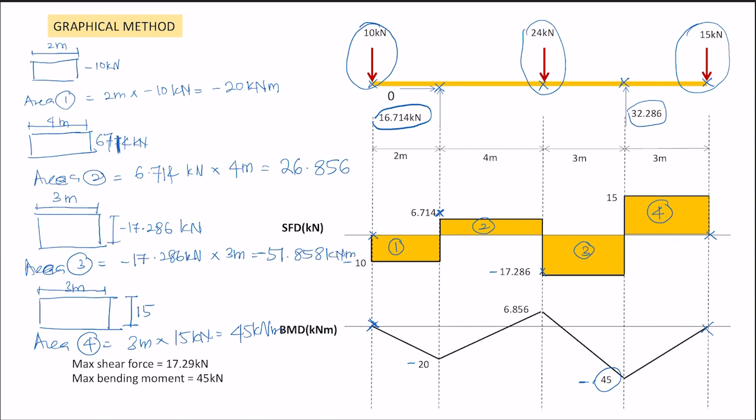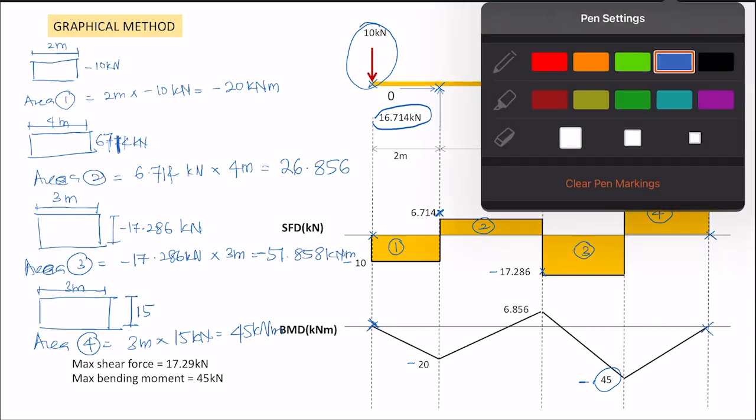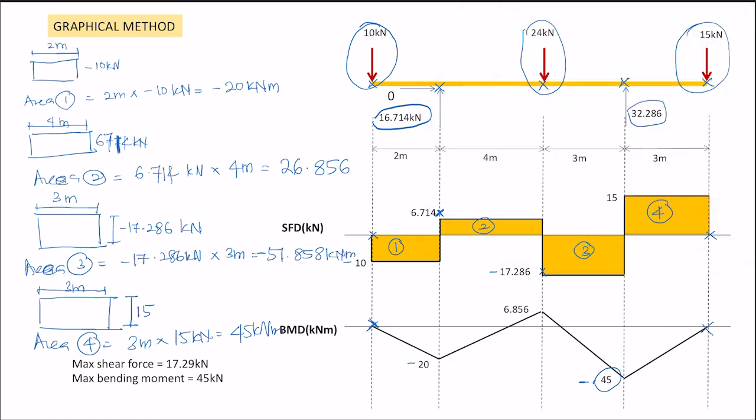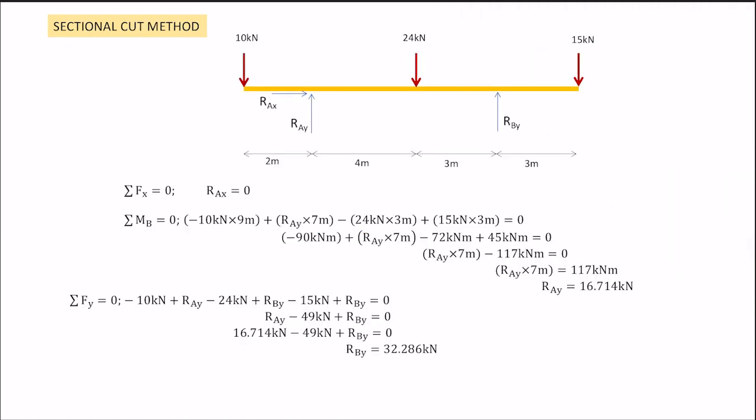And we need to calculate the maximum shear force. So, maximum shear force is basically, where is the highest number? This one, yeah, 17.286. And for bending moment, it is 45 kilonewton meter. Next, kita akan kira SFD and BMD juga, but for the sectional cut method.